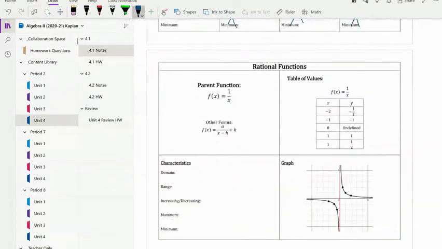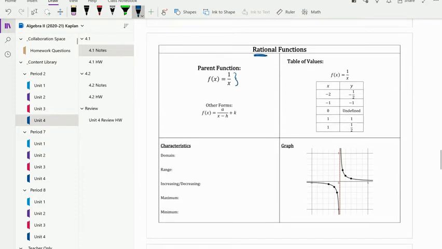Rational functions, okay? Remember, rational is a fancy word for ratio, or fraction. So your rational functions naturally have a fraction in them. It's what happens when your x is in the denominator. And these ones are a little funky.